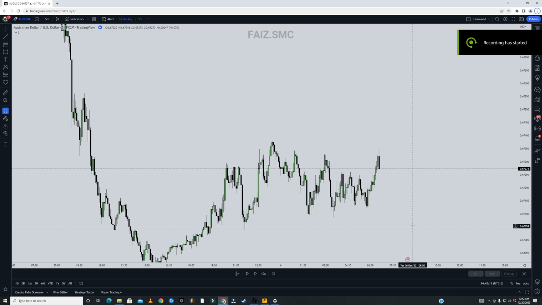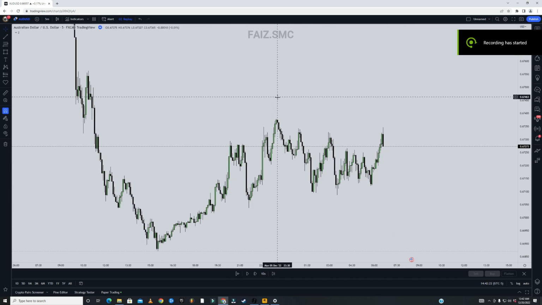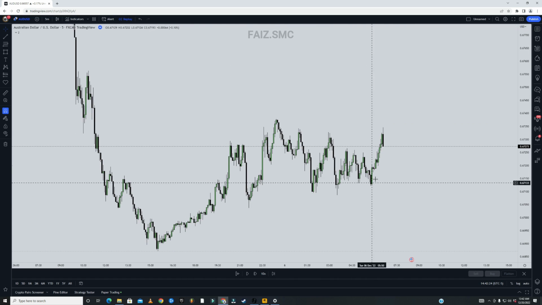So we have another example here. You can see that we are creating an ABC pattern at the moment.